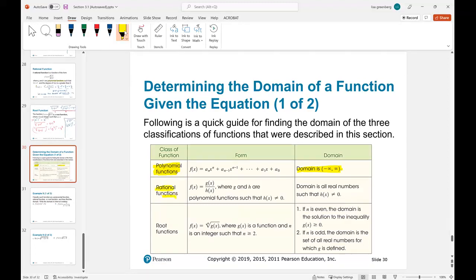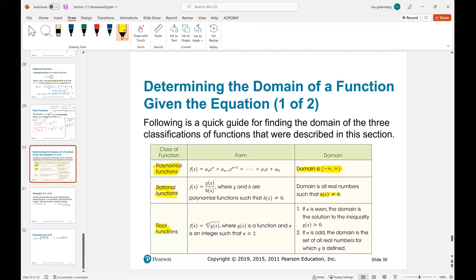For rational functions, if I want to find the domain, I can say it's all real numbers, but the denominator cannot equal 0, right? That's an important thing. I have to make sure that my denominator is never 0. Polynomials don't have variable denominators. They'll only have numbers. So you don't have to worry about the denominator. That's why it's always true.